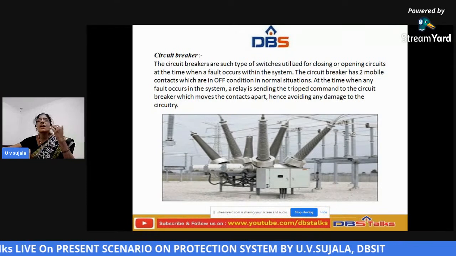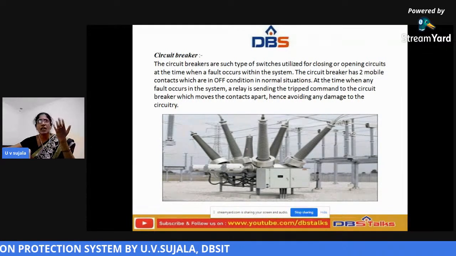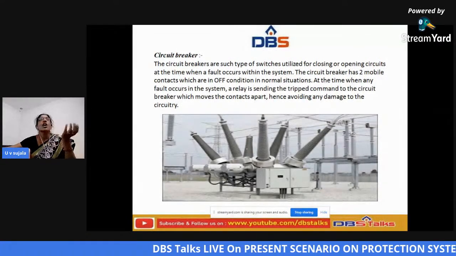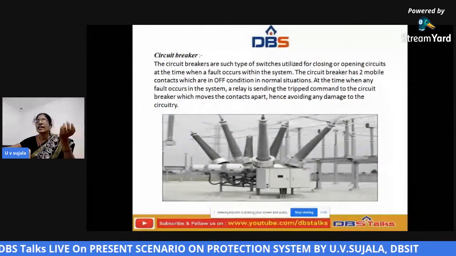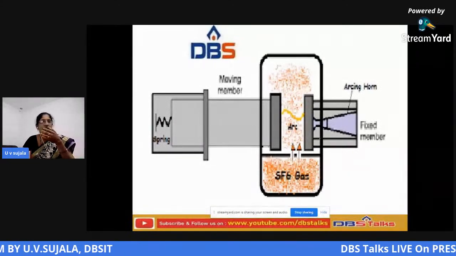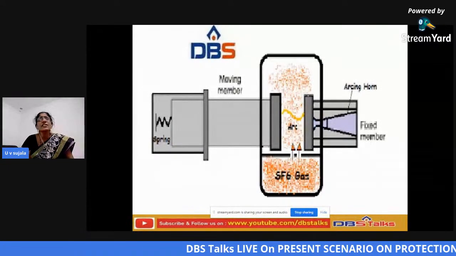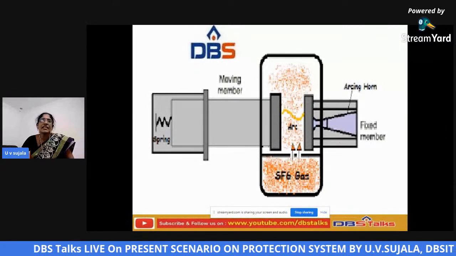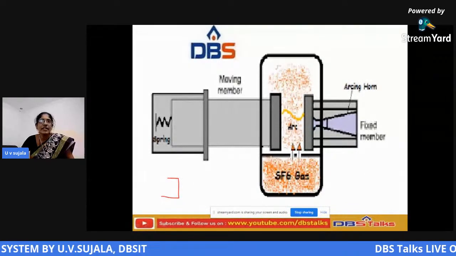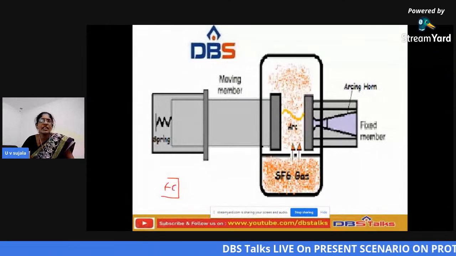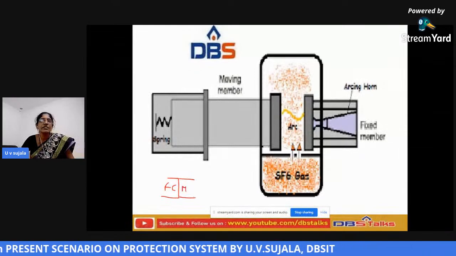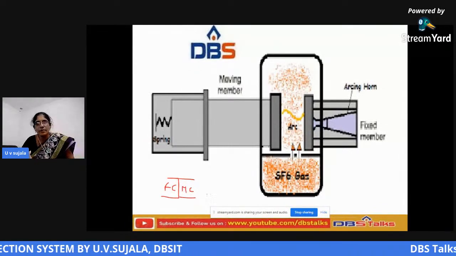It opens or closes the circuits under fault conditions. That means it operates under normal conditions and also under abnormal conditions. Generally, in a circuit breaker there are two coils. One is a fixed coil, and another is a movable coil. The fixed coil is connected to the supply, and the movable coil is connected to the load.